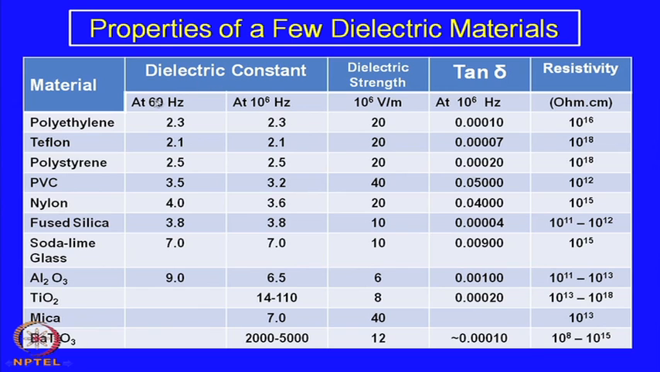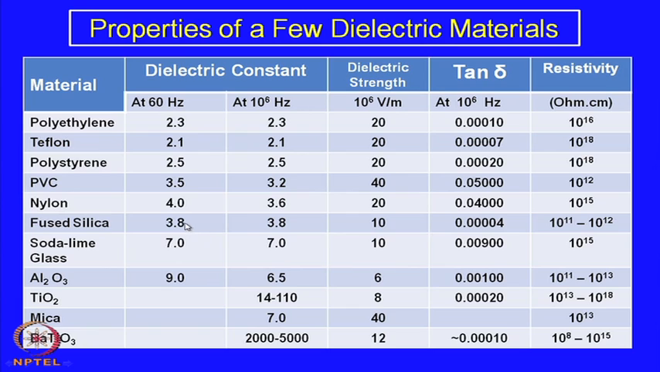This is the dielectric constant at 2 different frequencies. As you can see, there is hardly any difference between this value of the frequency and this value. This is about 60 hertz, whereas the other one is about 1 megahertz, 10 to the power 6 hertz. So, the variation of dielectric constant in this range is almost negligible, very small, but in general the polymers have a little lower dielectric constant than the ceramics.